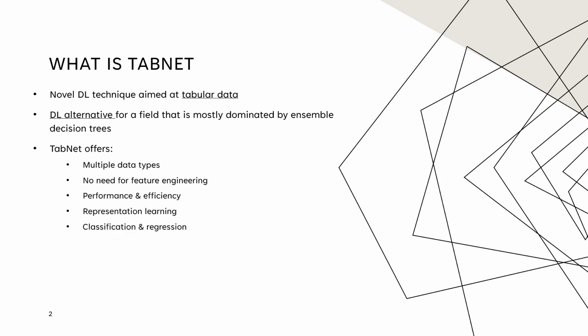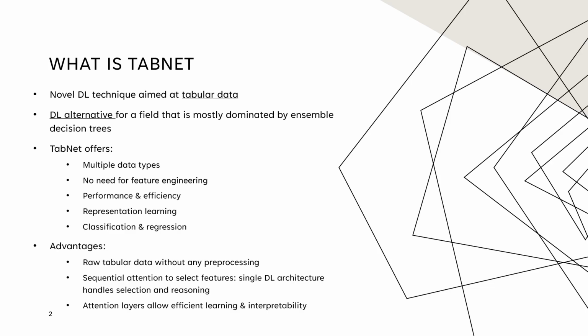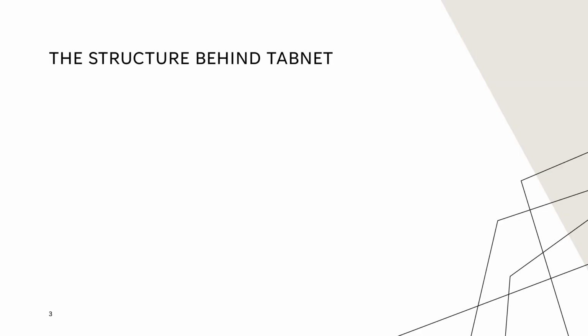It's also able to use representation learning to learn from the different features and their relationships, and can perform tasks of classification and regression. Its main advantages are that tabular data can be inputted without any preprocessing, and it uses sequential attention to select the features. This is done in a single deep learning architecture, thus enhancing performance and efficiency. And these attention layers also allow for efficient learning and interpretability of the models.